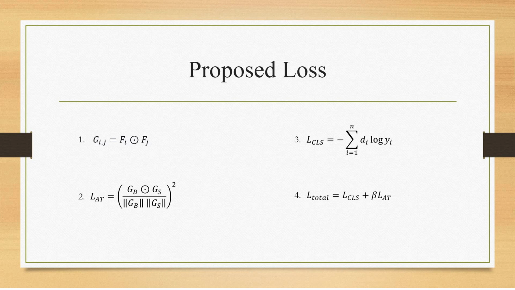The third formula is the classification loss, which compares the output of the classification layer with the label of the input image. At the end, the fourth formula is the total loss of our proposed network, which is a linear combination of the classification loss and the TNT loss, where beta is the loss coefficient, which is utilized to adjust the effect of the TNT loss in the total loss.